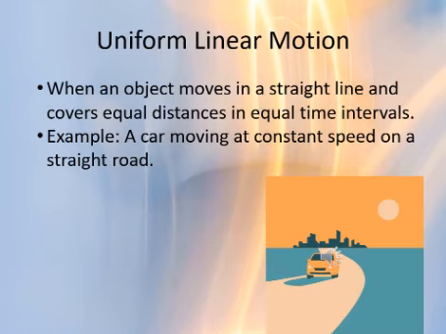Uniform linear motion. In this motion, an object moves in a straight line and covers the same distance in the same amount of time. Let's say a car moves 10 kilometers every 30 minutes, then again moves 10 kilometers in the next 30 minutes. It keeps moving evenly without speeding up or slowing down. That's called uniform motion. It's smooth and steady.